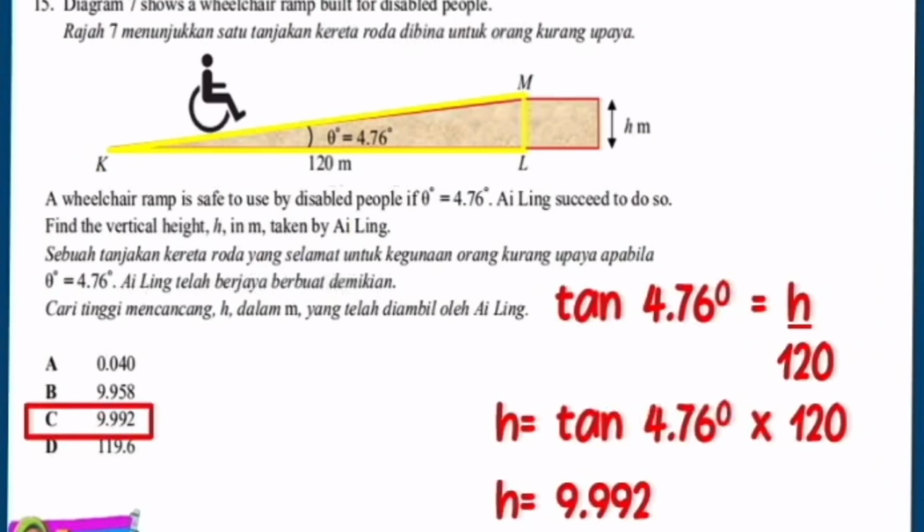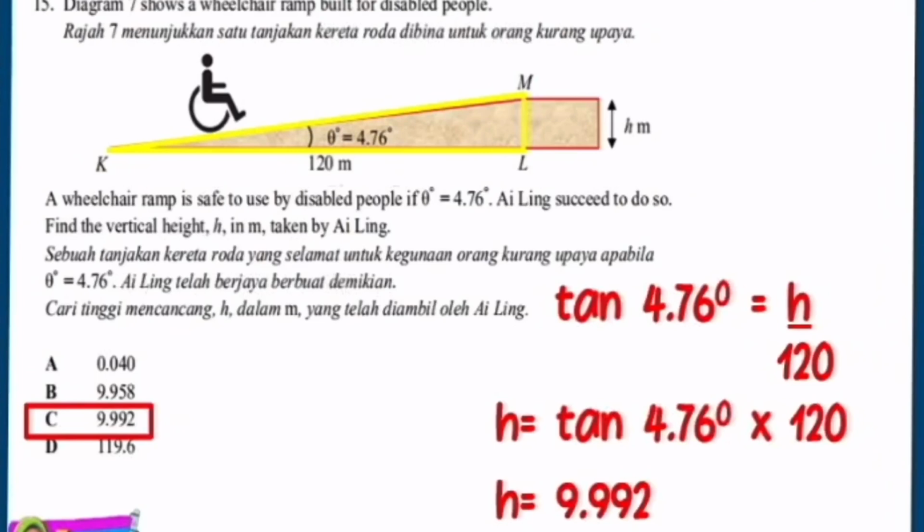So tangent 4.76 times with 120. So you will get the answer, which is equivalent to 9.992. Alright, so we have solved this question. So now we'll proceed to another question.